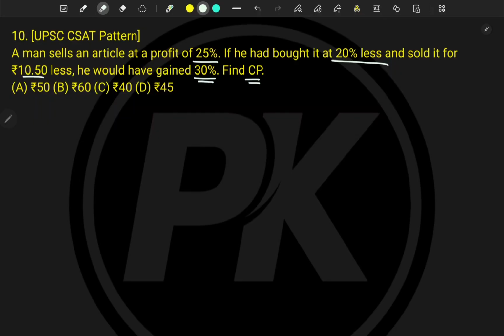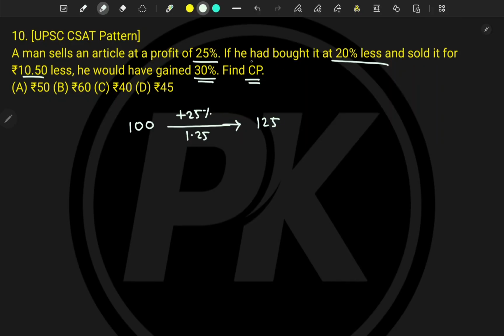At the first instance, you might feel it is very difficult, but it is not. So what is our assumption? I always start with 100 rupees. So let's say the man bought an article for 100 rupees. Now he is making a profit of 25%, right? That means he is selling it at 125 rupees.